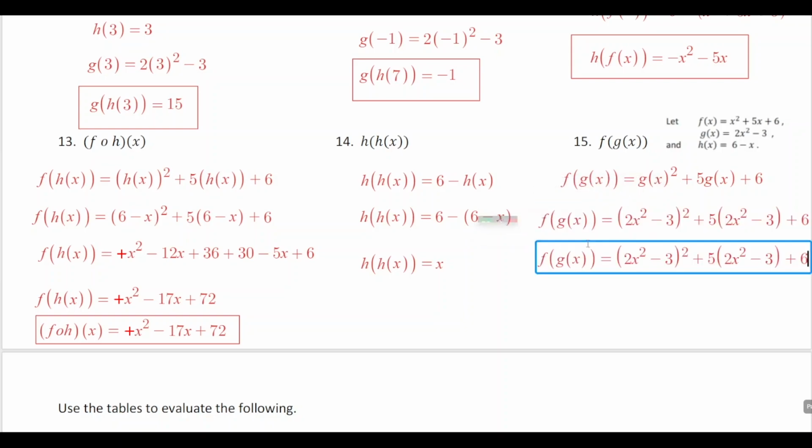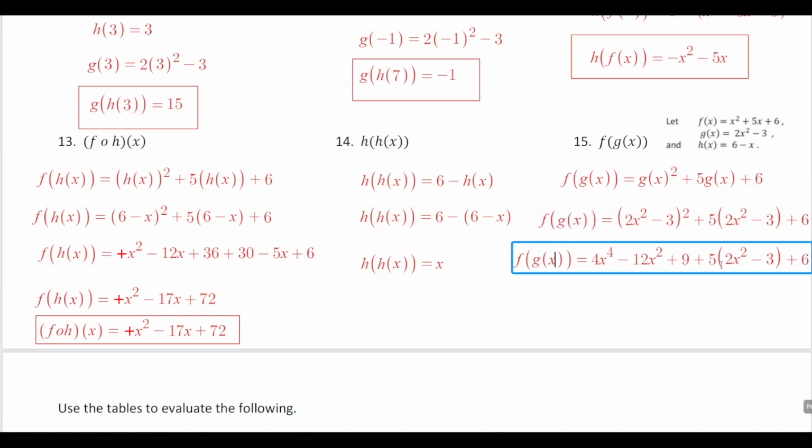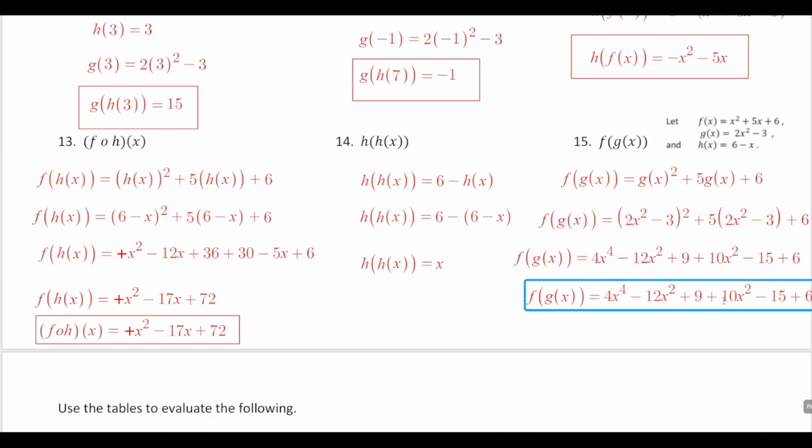So we're going to square this first binomial. And so we get 4x to the 4th minus 6 and 6 would be 12x squared plus 9. We can also distribute the 5 here and get 10x squared minus 15. And I'm just going to leave it here for now. My next step is going to be to rewrite this, simplify, combine my like terms. Looks like I've got 2 quadratic terms. Negative 12 plus 10 is going to be negative 2. And then we've got 9 plus 6, which is 15. Minus 15 is 0. So we just get 4x to the 4th minus 2x squared. And there's number 15.